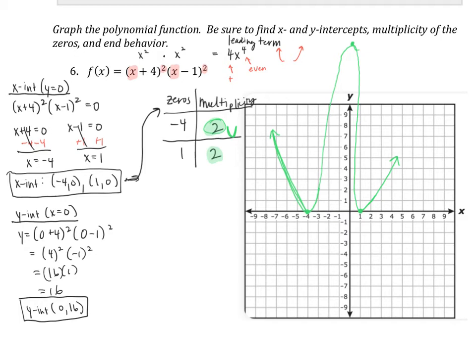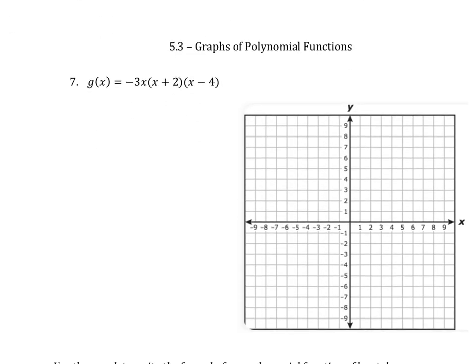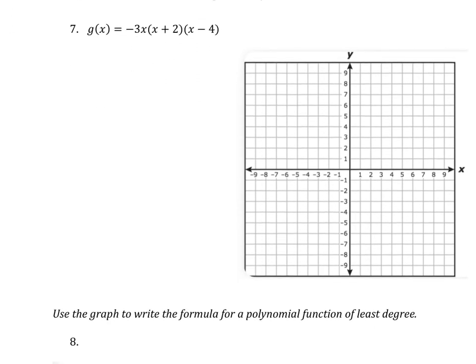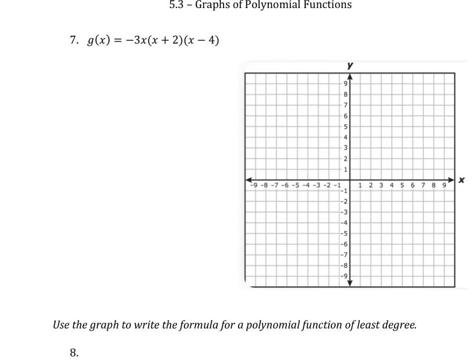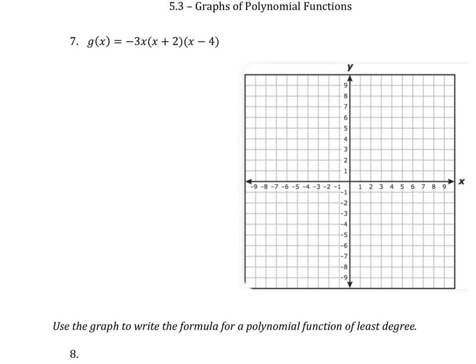All right. There's a lot of information that goes into graphing these. So remember, first thing we want to do is find the x-intercepts. So we let y be 0. That will be -3x times x plus 2 times x minus 4 equals 0. This is factored for us, so I'm going to set each factor equal to 0 and then solve.